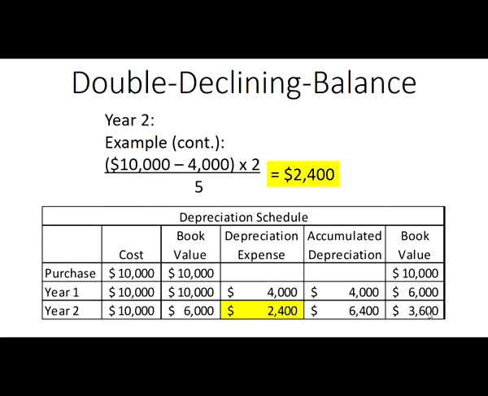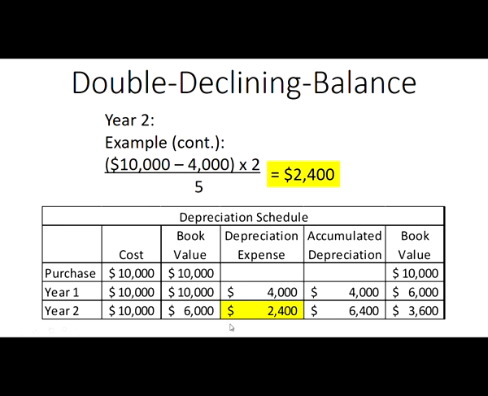Moving on to year 2, we take our $6,000 in book value that was here, move it down to here, take that amount times 2 over 5 gives us $2,400. Add these two numbers together to get to this number. Remember, this is the accumulated depreciation. How much total depreciation have we had so far for this asset? $6,400, leaving us a new book value.